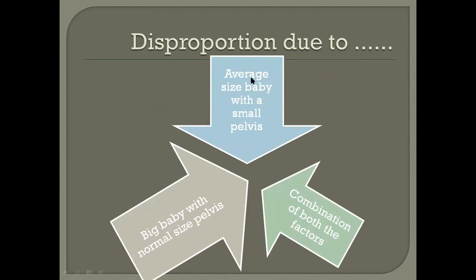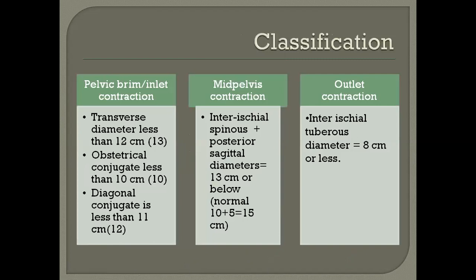That is one factor. Or the baby may be big with a normal size pelvis. So that is two factors. And in some cases, there can be both factors, like the baby is big as well as the pelvis is small. These are the factors that can lead to the disproportion. Next, we are moving on towards the classification.